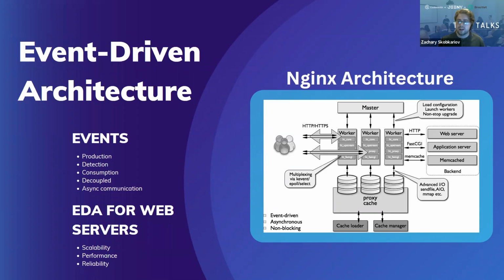Similarly, Apache has implemented an event-driven architecture through its MPM, its multi-processing module, worker and event models. These models handle incoming requests using a pool of child processes or threads, each of which can handle multiple connections. The event-driven model allows Apache to handle a large number of concurrent connections while maintaining high performance. EDA has become a popular architectural pattern for high-performance systems like web servers. Both Nginx and Apache have implemented this pattern to achieve scalability, performance, and reliability.